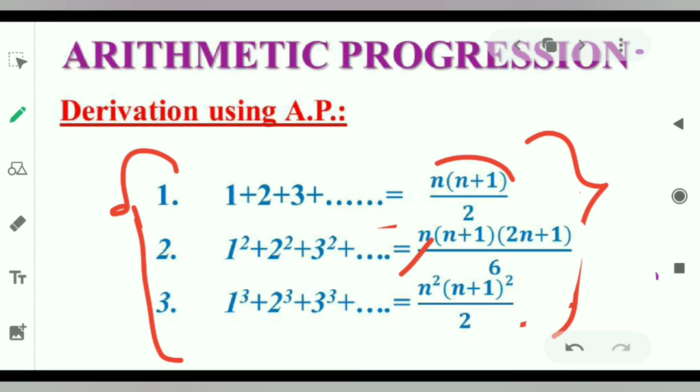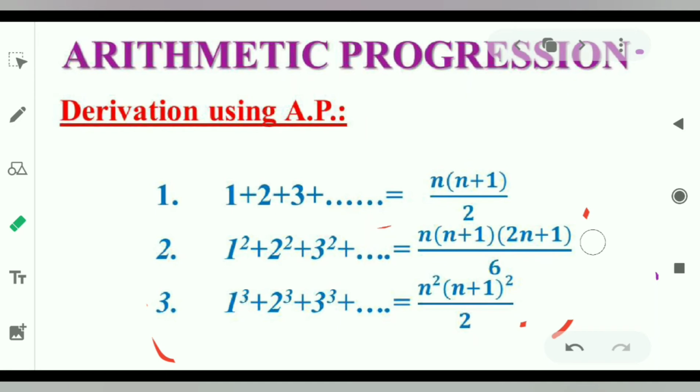So you have to write down n into n plus 1 by 2. Whatever the question is asked, we have to understand it clearly and we have to answer. The main requirement is you have to learn the concept in depth.